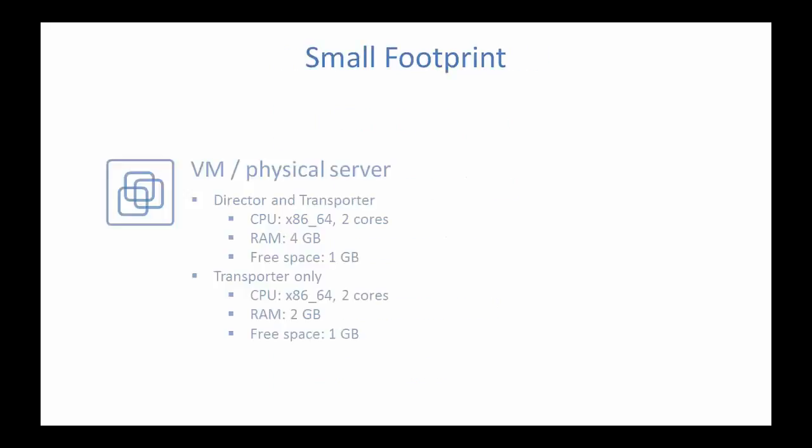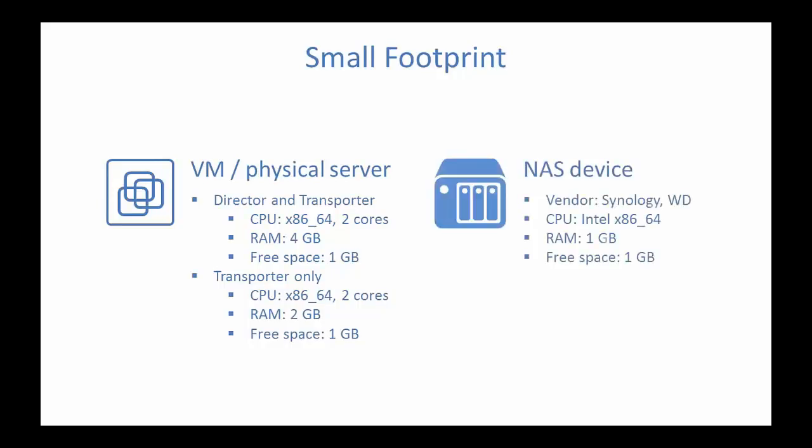The solution has pretty small footprint. It requires only 4 GB of RAM for the full solution install, director and transporter. If you install a standalone transporter, for example a transporter at the secondary site, you can give it only 2 gigs of RAM. For the NAS device, it is okay to give it 1 gig of RAM. But please note that Intel-based CPU is required when installing on a NAS device.